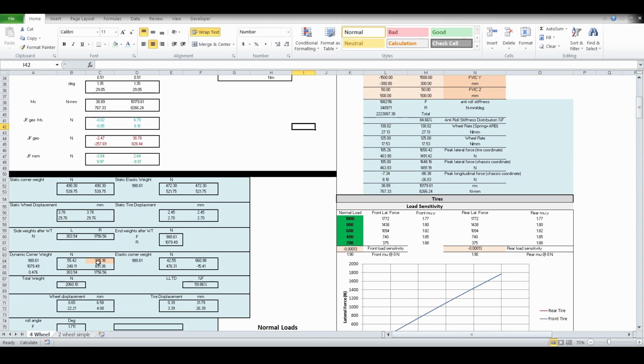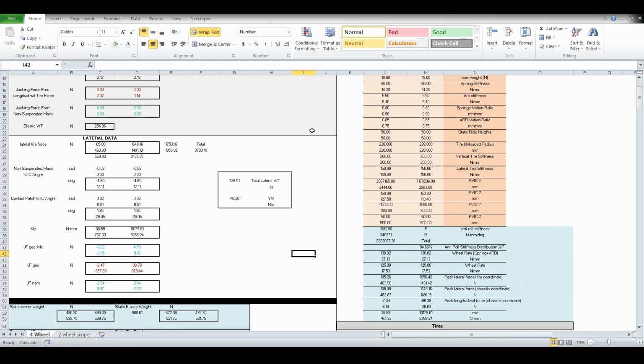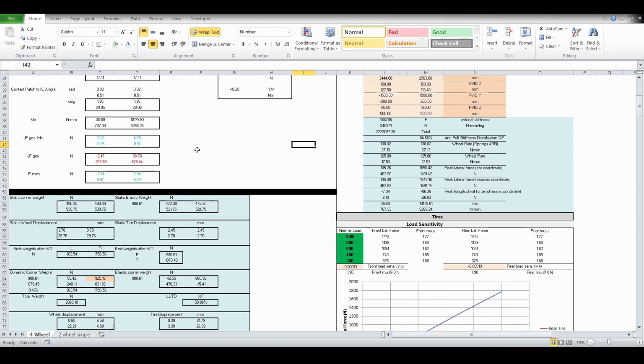And it's doing a loop with a dynamic corner weight, using an equation with the load-sensitive tire, and then making the lateral force of the tires. It's just doing a loop, because every time the solver, if you want to call it that, goes through a loop, it's going to change the dynamic corner weight, which changes the lateral force, which changes weight transfer and jacking force, which will then change dynamic corner weight. And you can turn iterations on in Excel, so it basically loops through until these numbers aren't changing each loop.